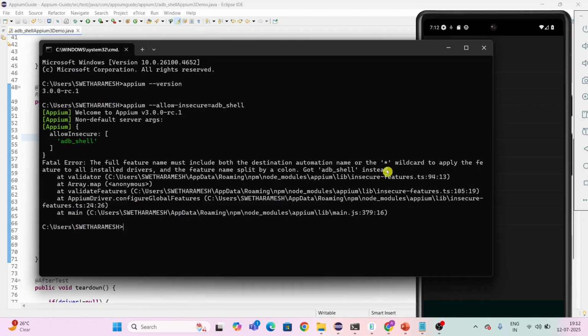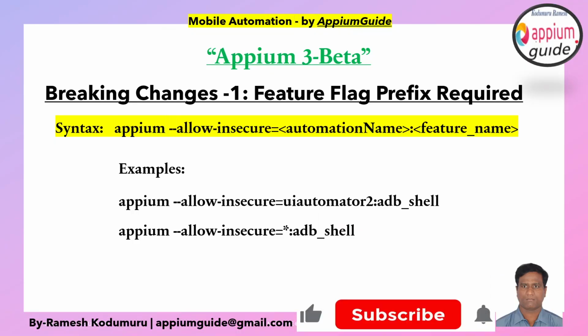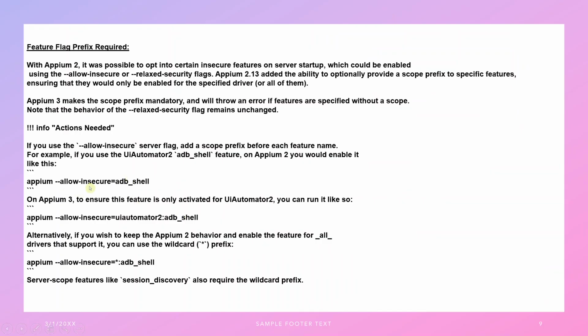This means if I'm using this argument called insecure in Appium 2 it works fine, but in Appium 3, I need to enable it by using the automation name, that is the driver name, uiautomator2 colon adb_shell. Or instead of using the driver name, that is the automation name, I can use the asterisk mark, the wildcard, here. So we will look into both cases.